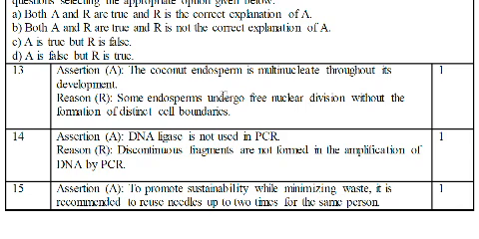Assertion: the coconut endosperm is multinucleate. That is the free water that we find, as well as the kernel we see inside a coconut. Reason: the coconut endosperm is multinucleate throughout its development because some endosperms undergo free nuclear division without the formation of distinct cell boundaries. Both the sentences are correct and they are supporting one another. So both A and R are true, and R is the correct explanation of A.